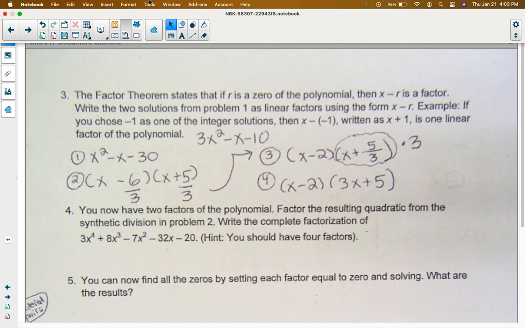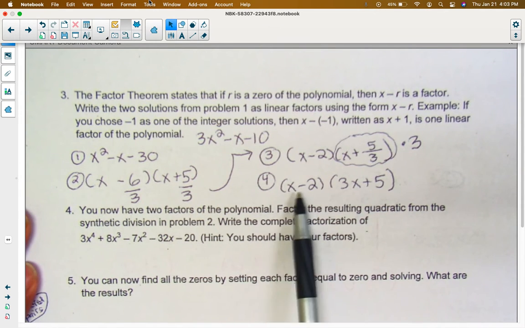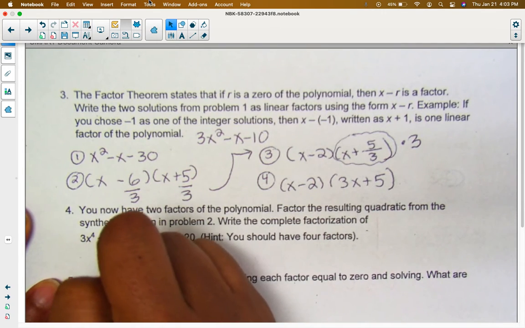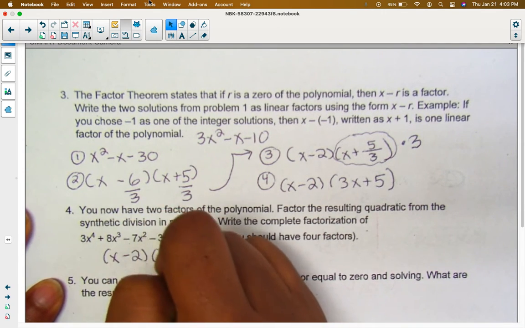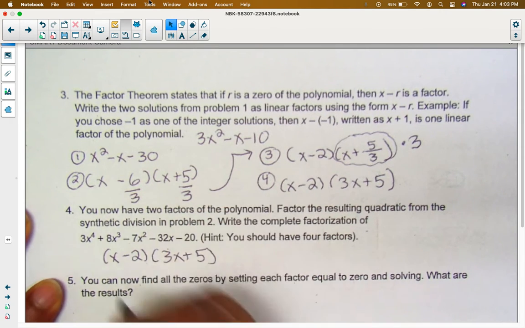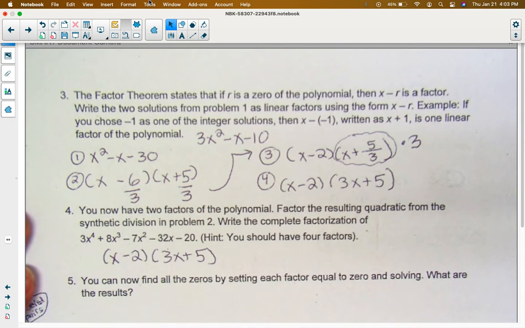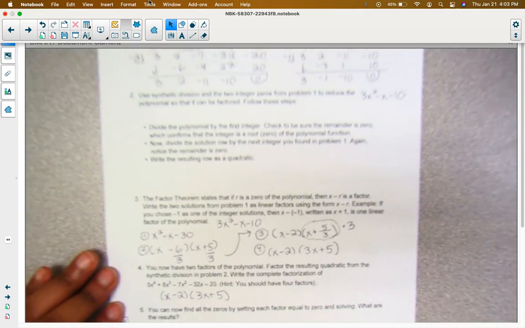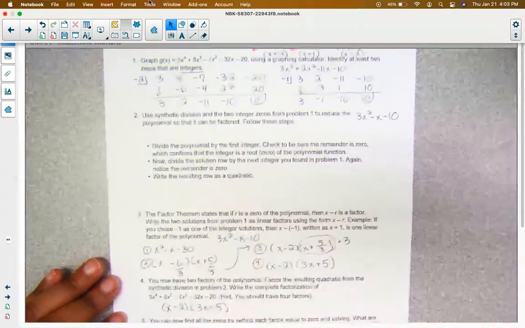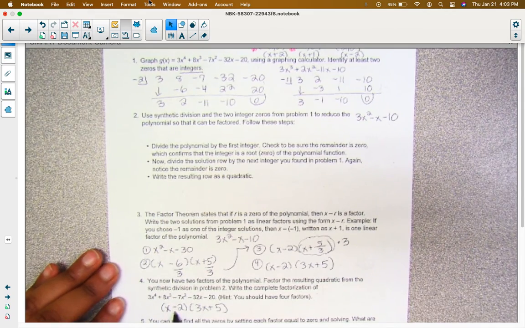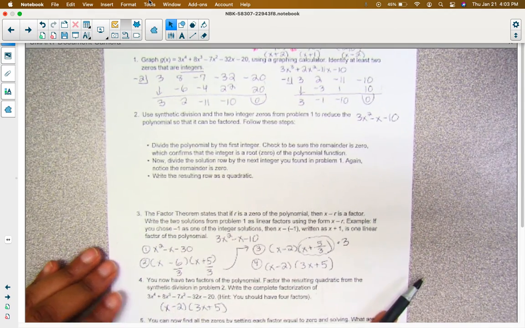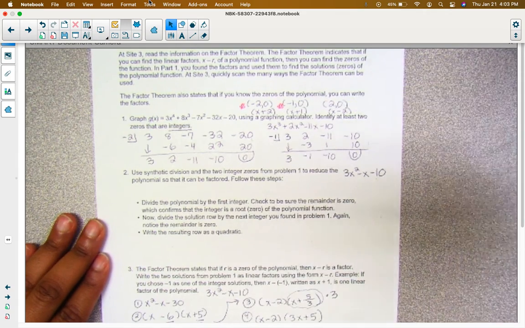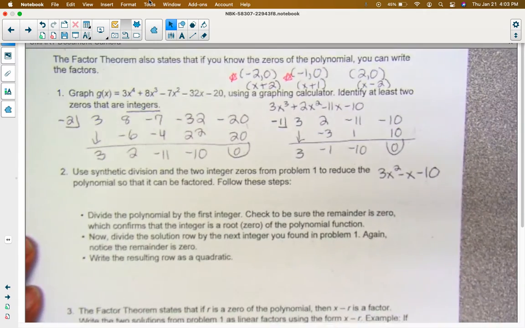So let's see what we got. I know that I got 2 up here. That was 1, and then this was 1. So let's write those down. x minus 2 times 3x plus 5. Now, where can we find the other 2? Well, let's go look and see what we were doing up here at the beginning. So we've used x minus 2, and we got 3x plus 5. Earlier, I listed out all the solutions that I got from the calculator. And let me bring it in a little closer for you.